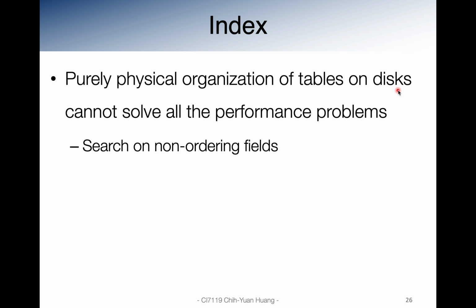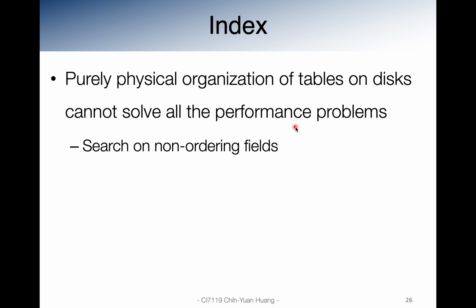So in order to find the records, it still needs to perform the linear search, because according to the time attributes, the table is entirely an unordered table. For an unordered table, we still need to perform the linear search. That means this type of purely physical organizing of the records on the disk cannot solve all the performance problems.